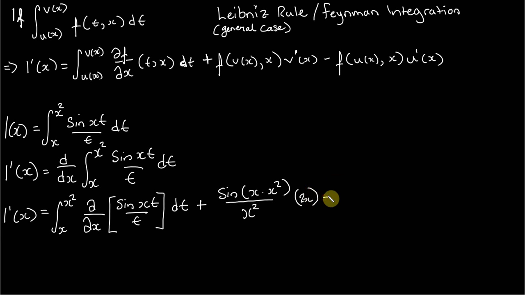And then we want to subtract. Now we have to substitute in for t our lower limit. Our lower limit is just x, that's our u(x) term. So sin(x times x) over x. And then we multiply that by the derivative of our lower limit, which is just 1. And this is the Leibniz rule. This is the general case of the Leibniz rule. We've essentially just utilized the Leibniz rule.